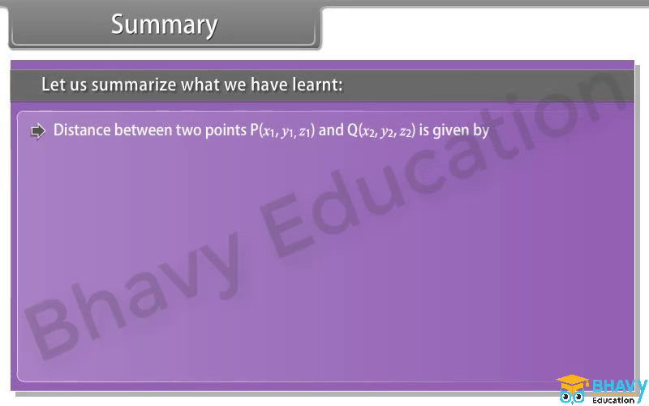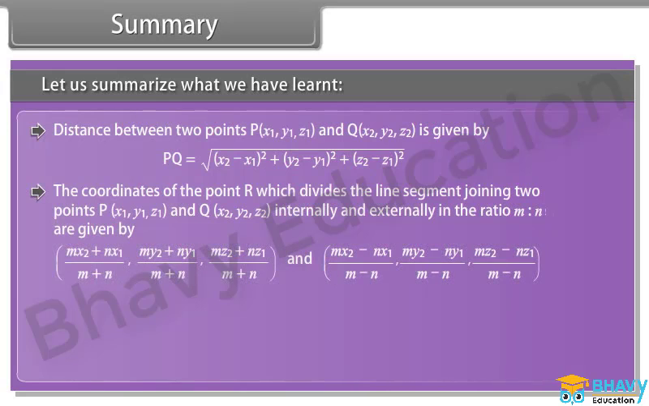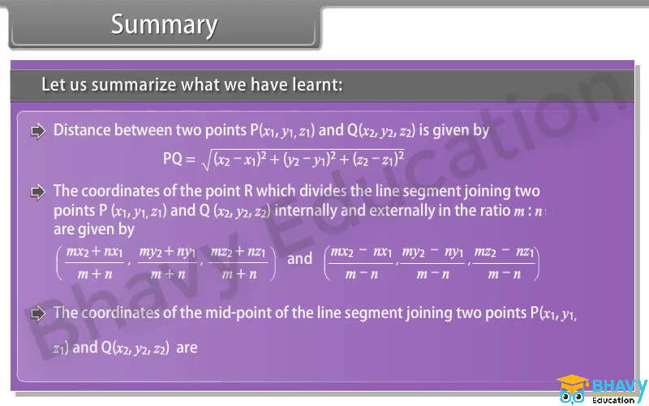Distance between two points P (x1, y1, z1) and Q (x2, y2, z2) is given by the formula shown. The coordinates of the point which divides the line segment joining two points P (x1, y1, z1) and Q (x2, y2, z2) internally and externally in the ratio m:n are given by the formulas shown, and the coordinates of the midpoint of the line segment joining two points P (x1, y1, z1) and Q (x2, y2, z2) are as shown.